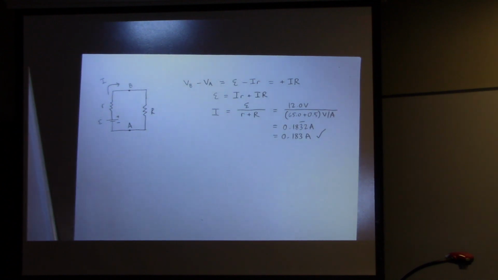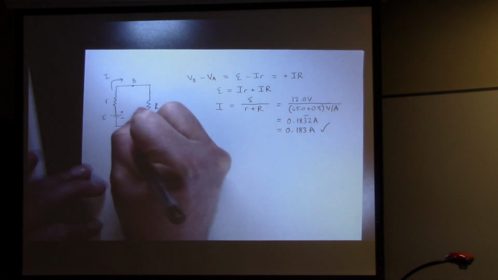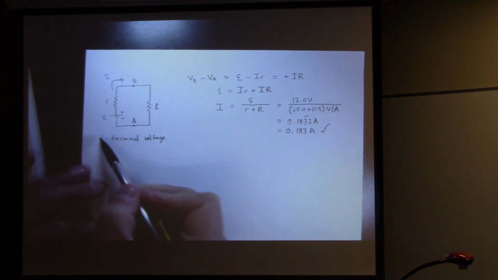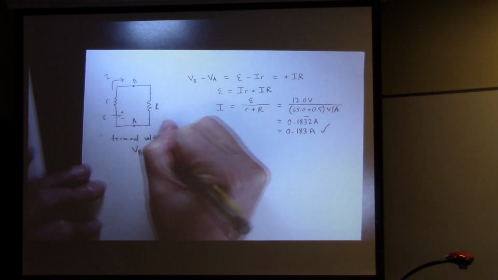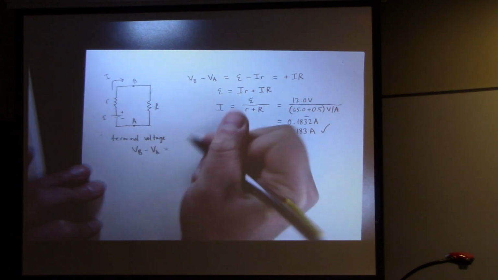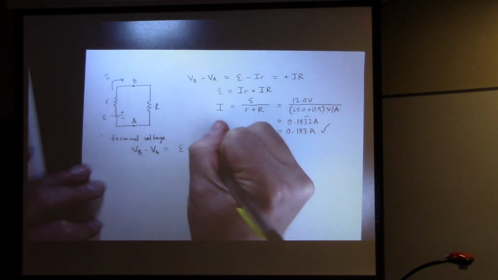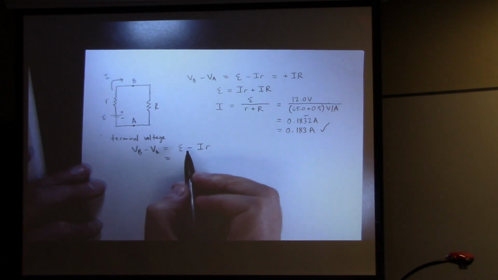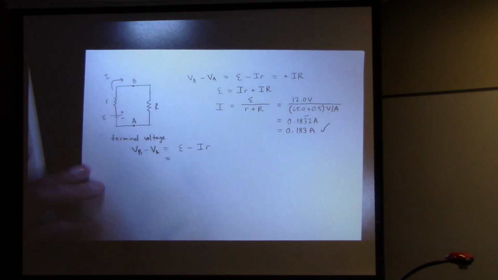Okay, so the next thing we can do is calculate the terminal voltage, which is just the voltage across the battery, which is VB minus VA, the very thing we were talking about up here. As we said earlier, this is epsilon minus I times little r. This is telling us that the voltage across the battery when there's current flowing through it is not actually 12 volts. It's a little bit less than that. It's going to be reduced by some amount.